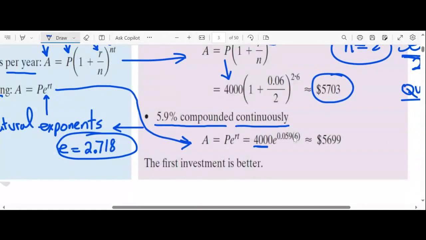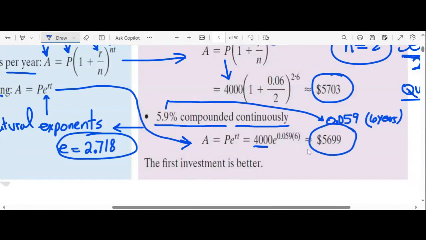And what else do we have? R is the interest, 4.9%. How can I write it in decimal? 0.049. And how long? 6 years, right? So that's it. You just multiply and you get the answer after 6 years, which is how much?